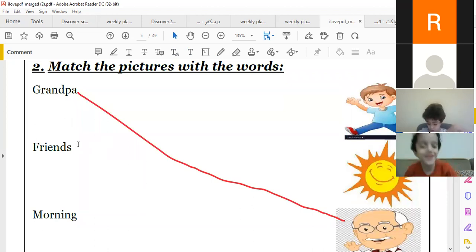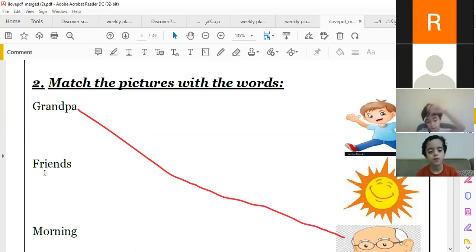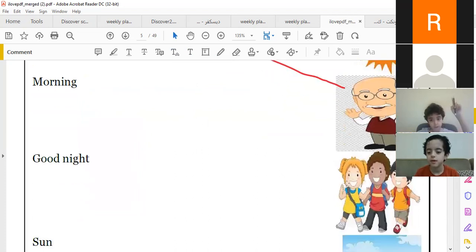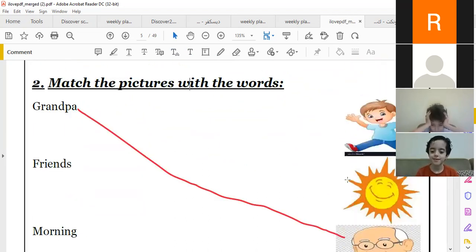Yes. Can you read the word number two? Friends. Friends, yes. Is this a correct picture? Yes. Excellent.